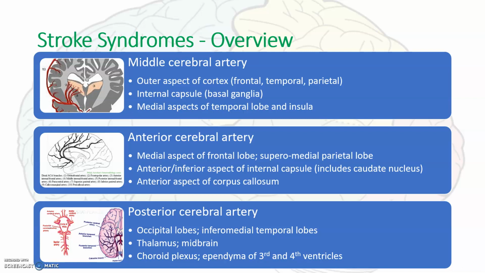And finally, the posterior cerebral artery supplies the occipital lobes, the inferomedial temporal lobes, and critically parts of the thalamus and midbrain, the choroid plexus, and the ependyma of the third and fourth ventricles.